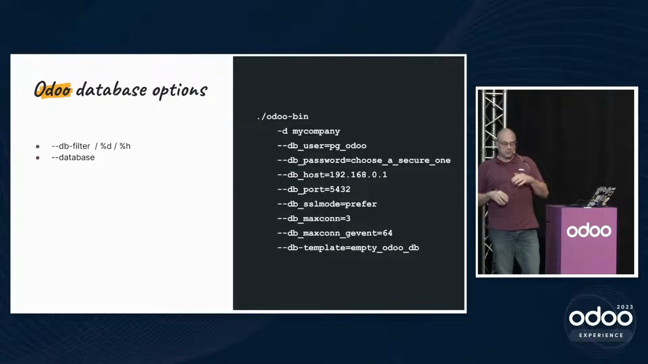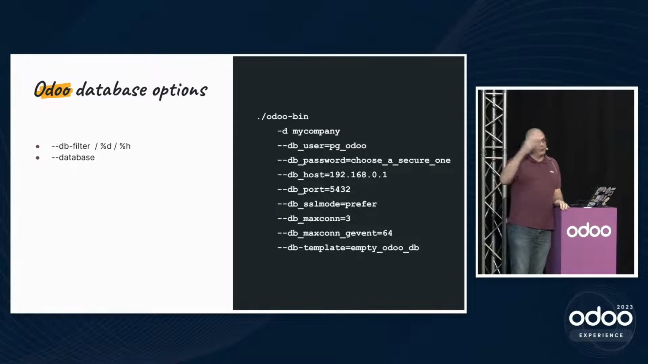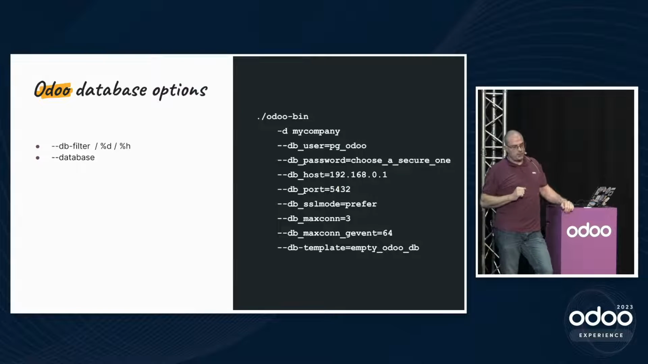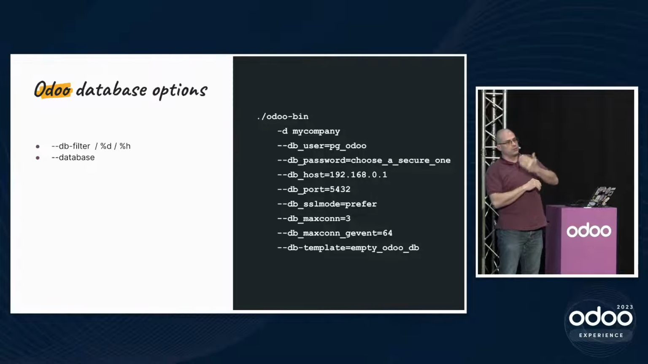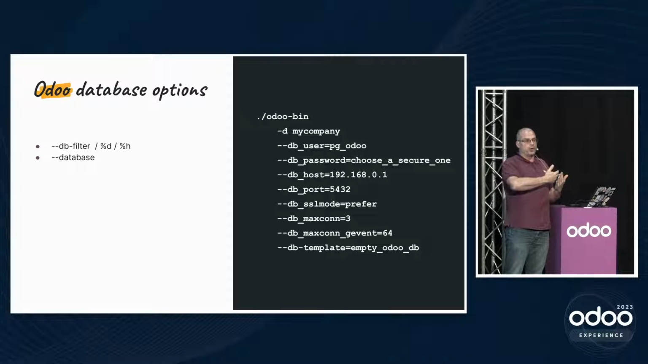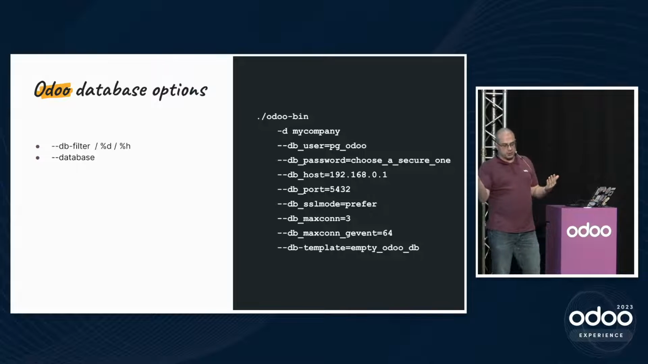When time comes to connect your Odoo to your database, there are multiple options you can use. The obvious ones are the ones to connect to the database: the user, the password, the host name, etc. You have an SSL mode. SSL mode means, will we use a secure connection between Odoo and PostgreSQL? By default, Odoo will try to connect to PostgreSQL using a secure connection. If it doesn't work, it will retry with a plain text connection.